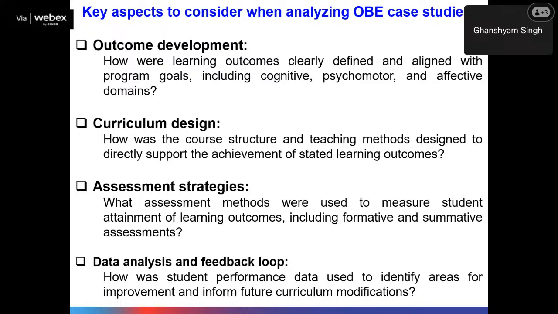Similarly, when we talk about the curriculum design, then the question must arise: how were the course structures and the teaching methods designed? Whether these structures directly support the achievement of stated learning outcomes or not. When we analyze the assessment strategies, we need to check whether the assessment methods were used to measure students' attainment of learning outcomes or not, including the formative and summative assessment, which means their end-term results.